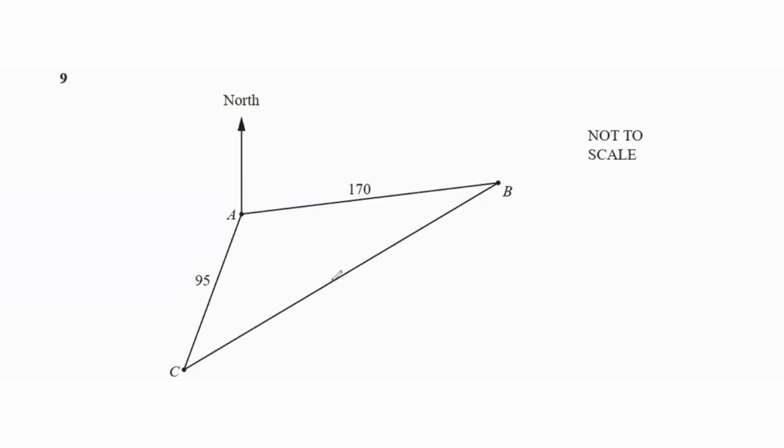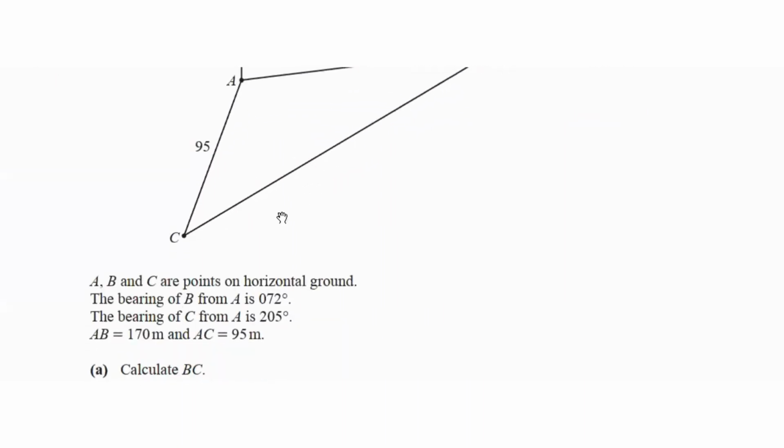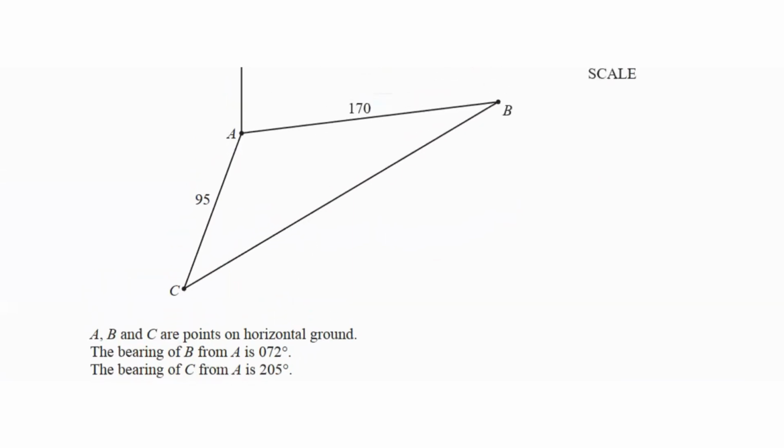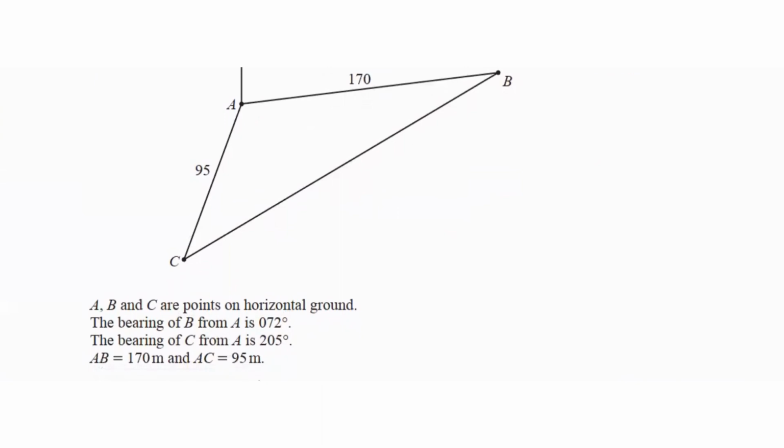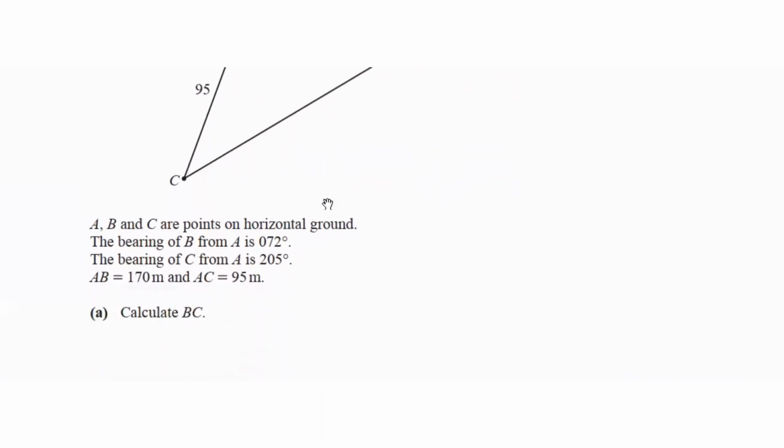In question 9, it says A, B, and C are points on horizontal ground. The bearing of B from A is 72 degrees. The bearing of C from A is 205 degrees. AB is 170 meters and AC is 95 meters. Calculate BC.